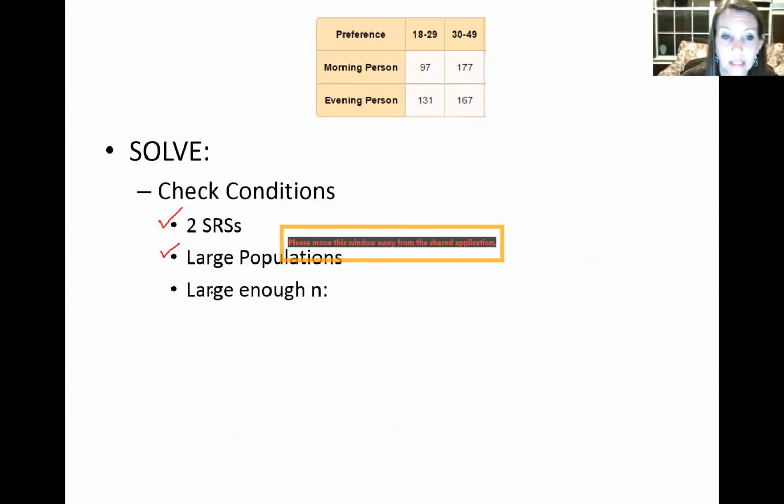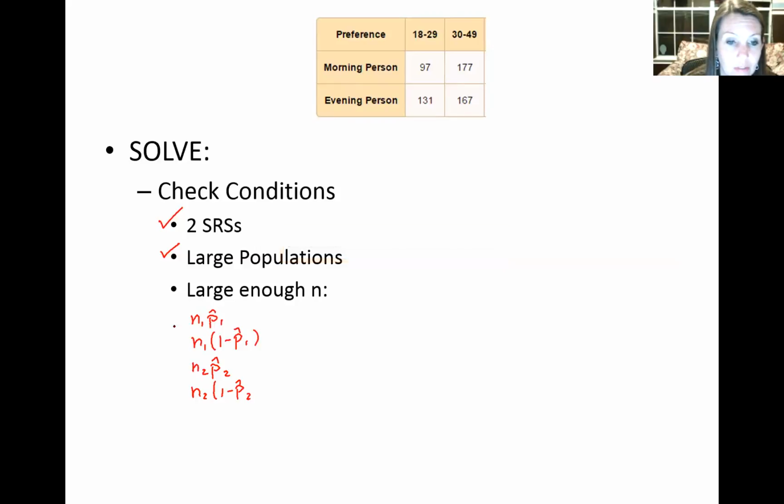Okay, then we have the condition of a large enough N. And we have a rule of thumb for this. The rule of thumb says that all 4 of these quantities have to be at least 5 for the test of significance and at least 10 for the confidence interval. So we want n1 times p hat 1, n1 times 1 minus p hat 1, n2 times p hat 2, and n2 times 1 minus p hat 2. All of those things have to be at least 5.